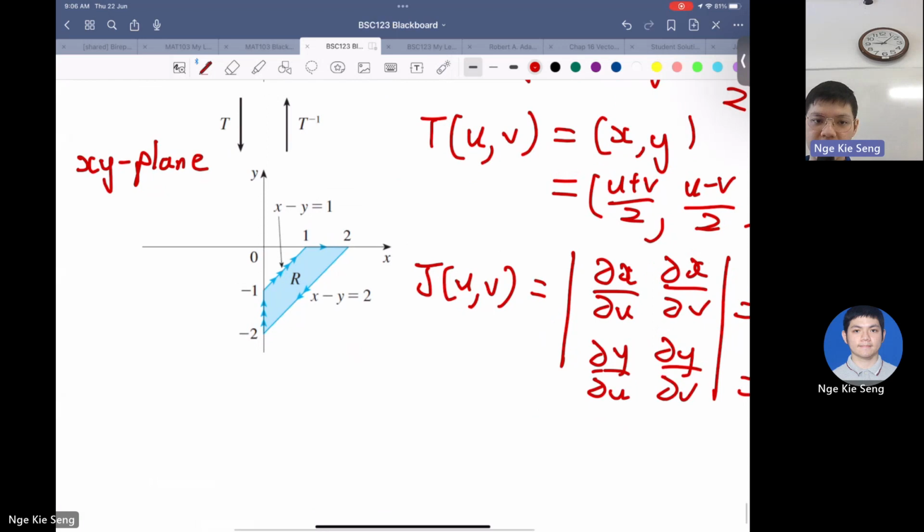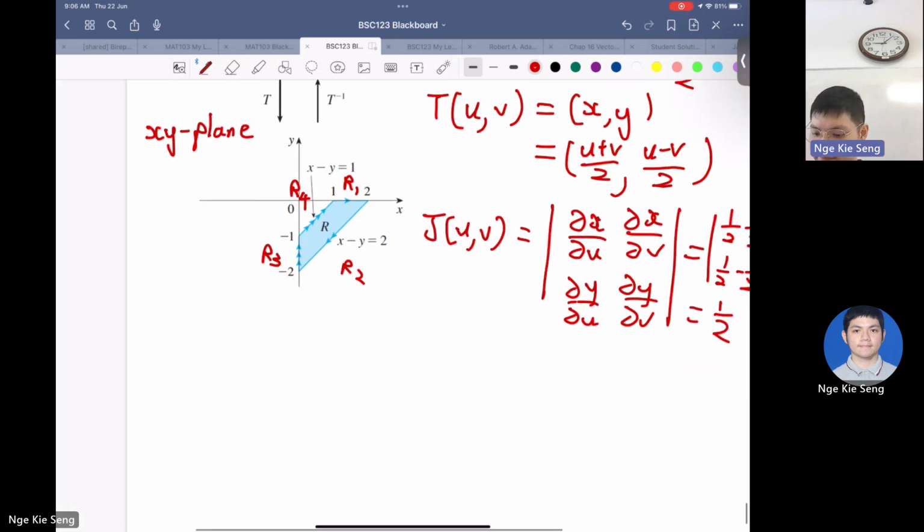So how many boundaries are here? R1, R2, R3, and R4. So there are 4 boundaries, and you need to list all the 4 boundaries. R1, R2, R3, R4. So what's the R1 line?